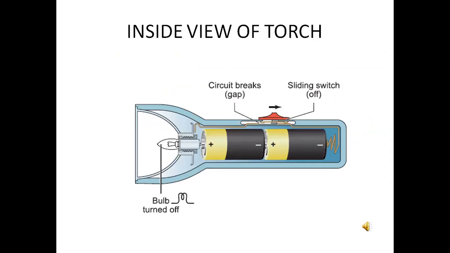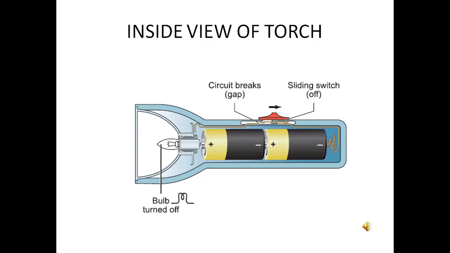Inside view of a torchlight. Circuit breaks, sliding switch and bulb turned off. An electric circuit is the continuous or unbroken closed path along which electric current flows from the positive terminal to the negative terminal of the battery.